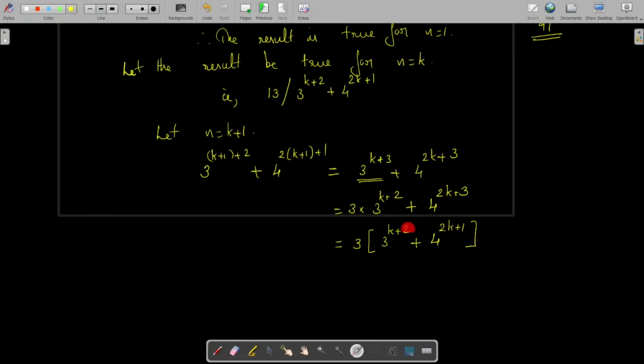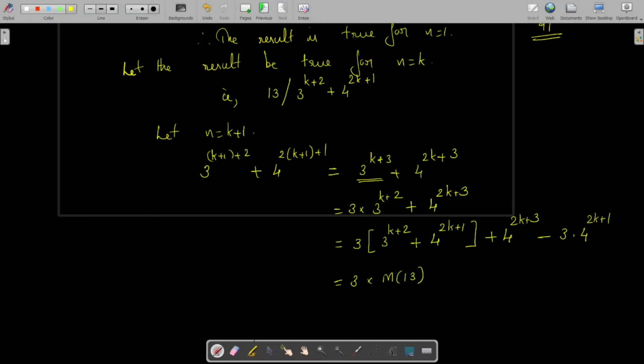Now we are trying to equate these two expressions. The first term is okay, 3 raised to k plus 2 into 3, that is here also. And the second term here is 4 raised to 2k plus 3. That is not appearing directly here, so we add that term here, 4 raised to 2k plus 3. Now when we equate these two expressions, we can see that 3 into 4 raised to 2k plus 1 is excess here. So we have to subtract that term, that is minus 3 into 4 raised to 2k plus 1. Now you can use this result: 3 raised to k plus 2 plus 4 raised to 2k plus 1 is a multiple of 13. So we can write 3 into a multiple of 13.